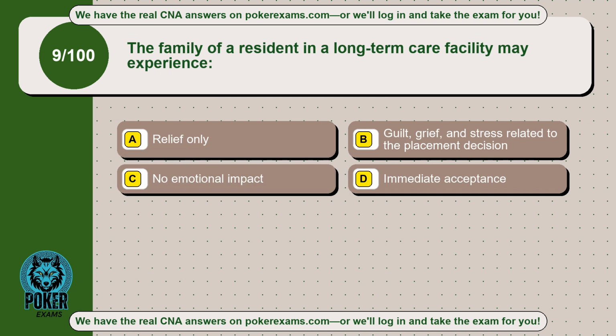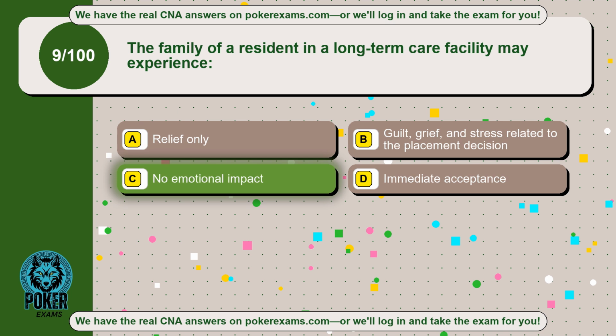Question 9. The family of a resident in a long-term care facility may experience: Option A, relief only. Option B, guilt, grief, and stress related to the placement decision. Option C, no emotional impact. Option D, immediate acceptance. The correct answer is option C, no emotional impact.